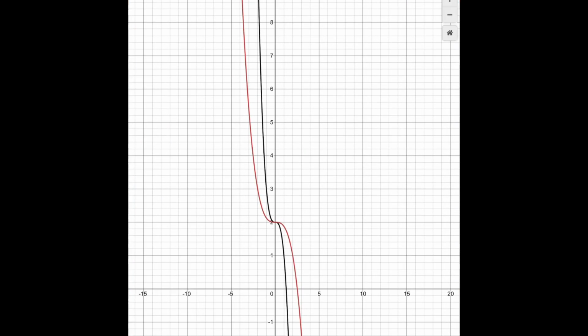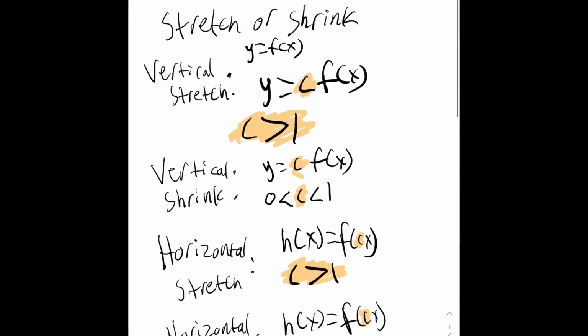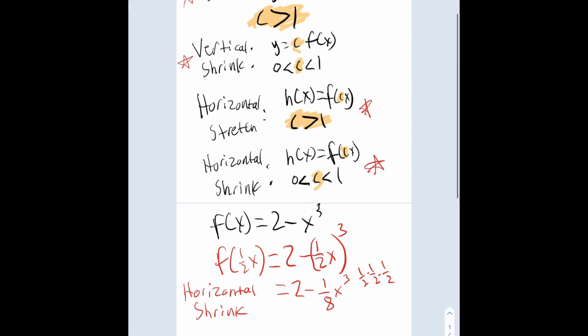You really just have to pay attention to the rules and understand what we are changing. Are we multiplying outside of our function? Because we're going to get one of these. If we're multiplying or doing something inside of our function, then we're going to get one of these ones.